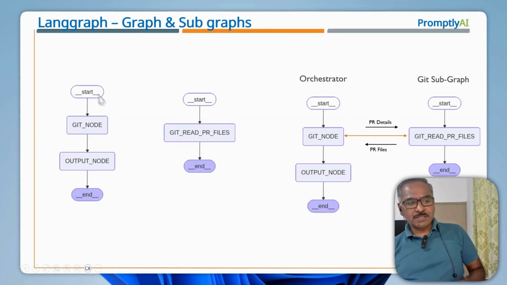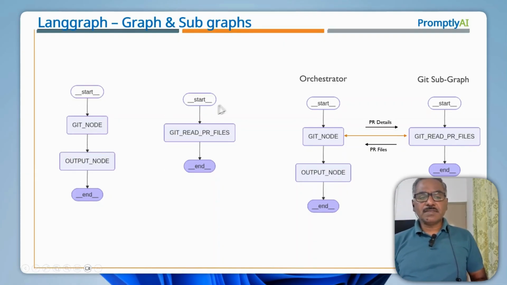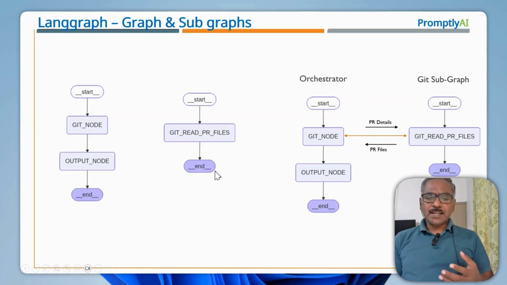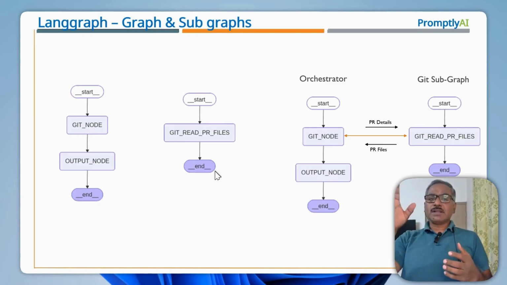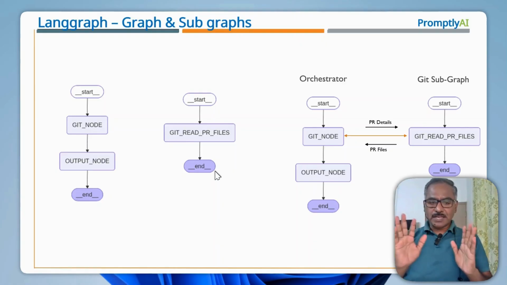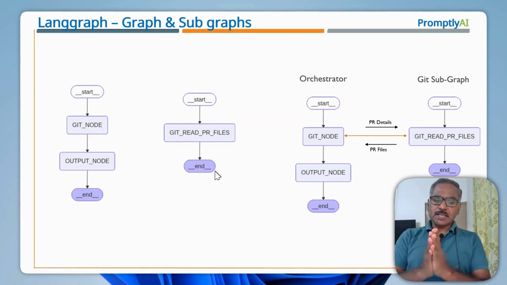So there are two graphs available here, the first graph and second graph. The first graph is the orchestrator graph, the second one is the git graph. The git graph has only one node. That node is going to read the pull request from the git. It is going to read the list of files that are modified in the git.